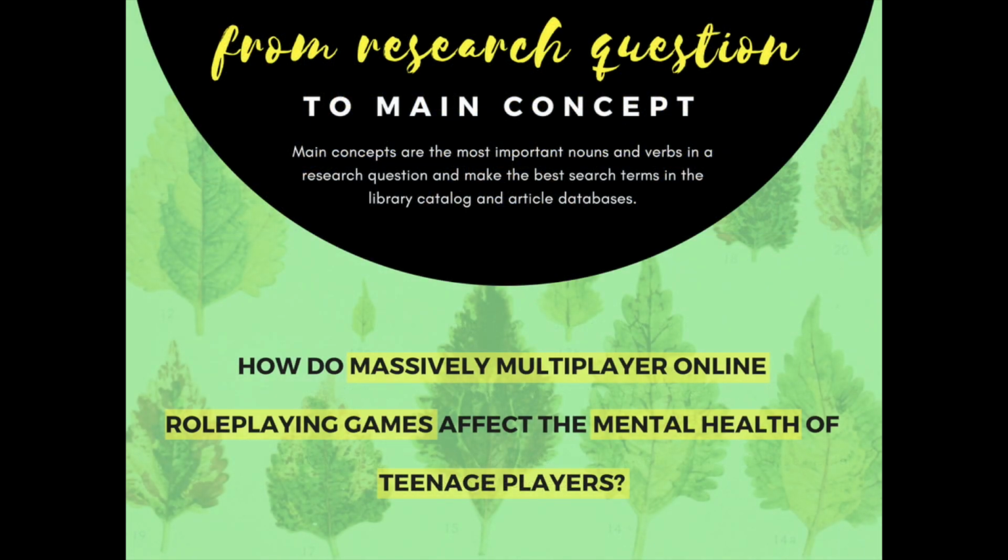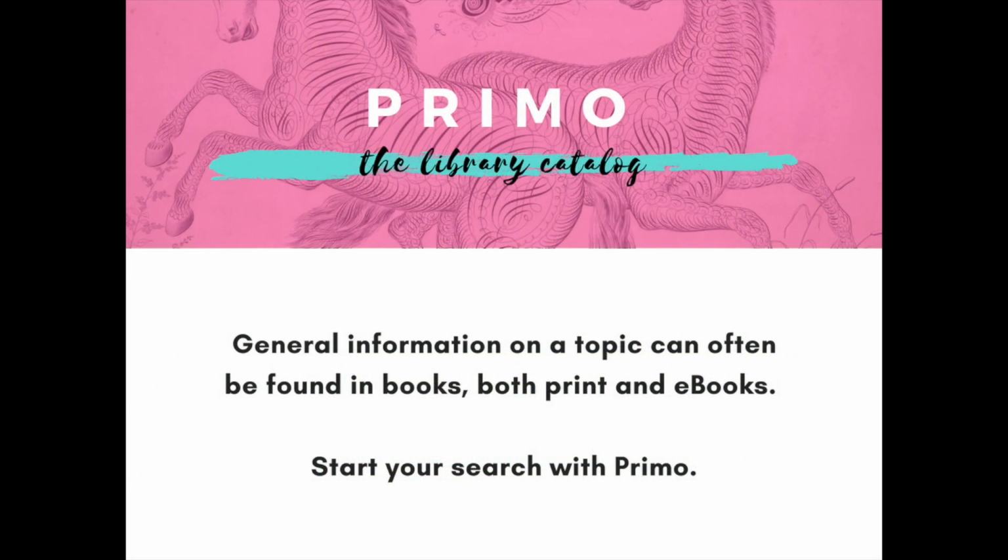Once you've focused your topic and turned it into a research question, you should also identify the main concepts within your question. These are typically the most important nouns and verbs. Remember these concepts because they will become keywords that you can use for searching the library catalog and especially the article databases. When researching, books can be a great resource for providing an overview of a topic.